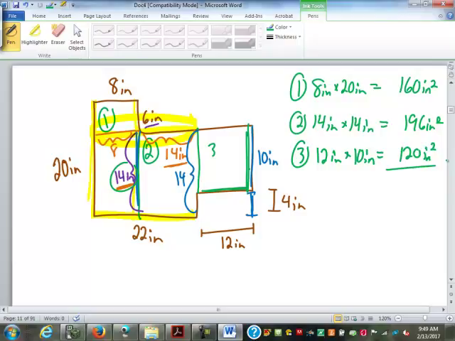So we add that all up, we get 476 square inches. Any questions?